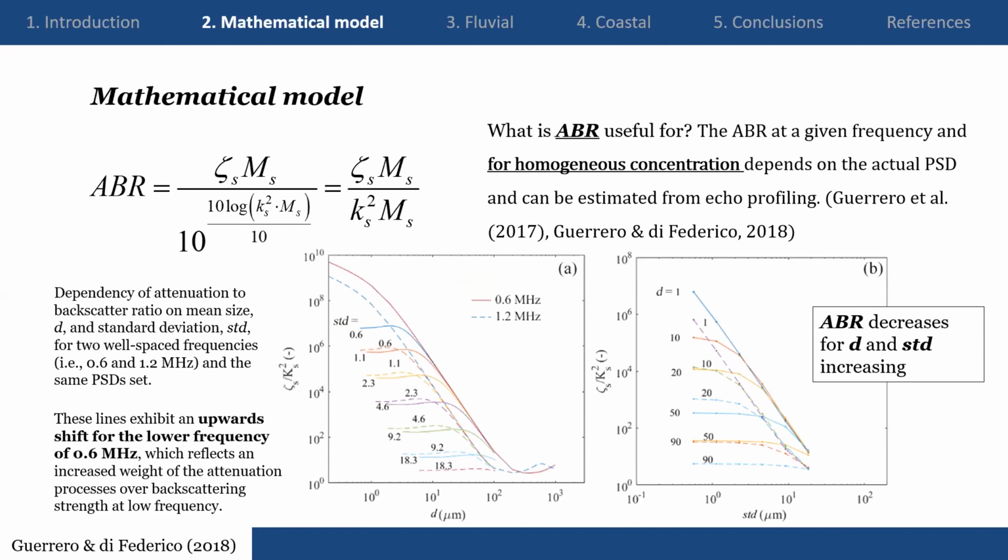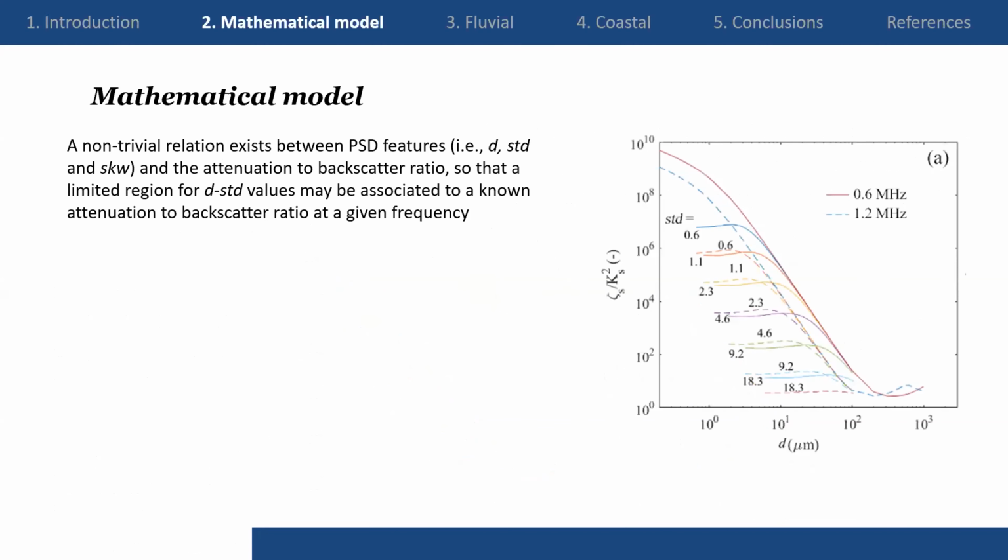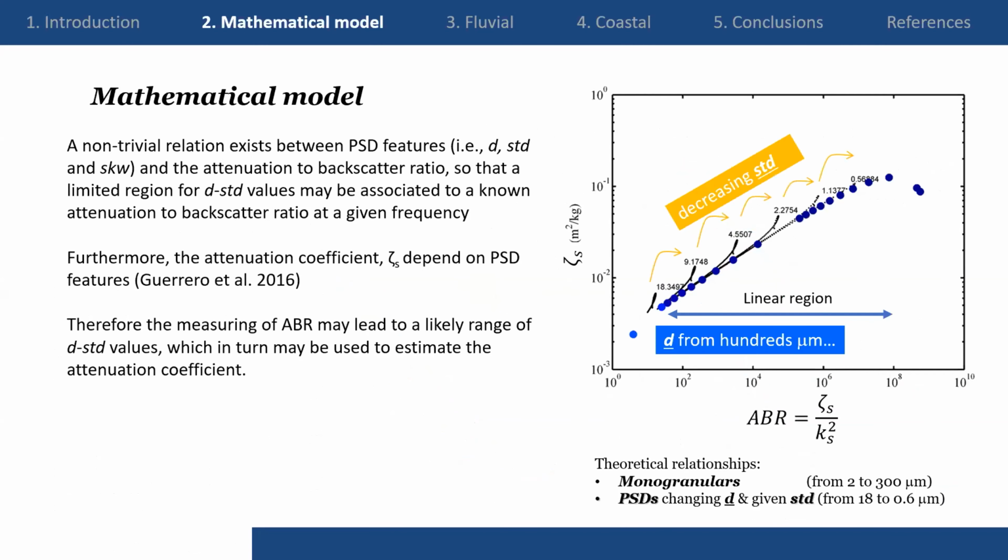Works done in the past, namely by Guerrero et al. and Guerrero and Di Federico, show that the attenuation to backscatter ratio, the ABR, decreases for increasing diameters and increasing standard deviations of the sediment distributions. All of this information can be put together for us to extract a way to determine, from the ABR, the attenuation coefficient, the zeta function.